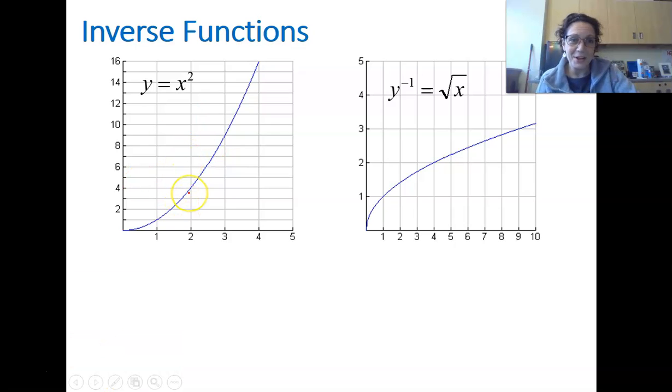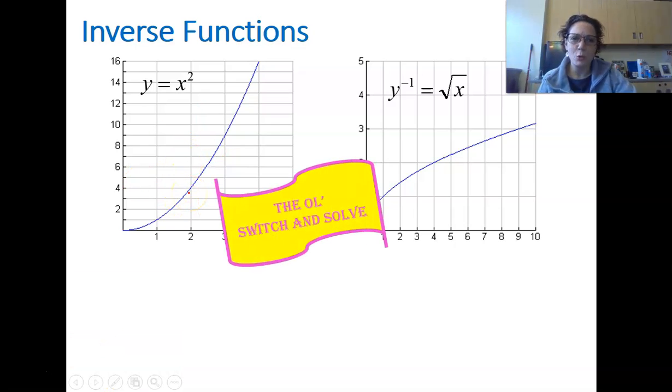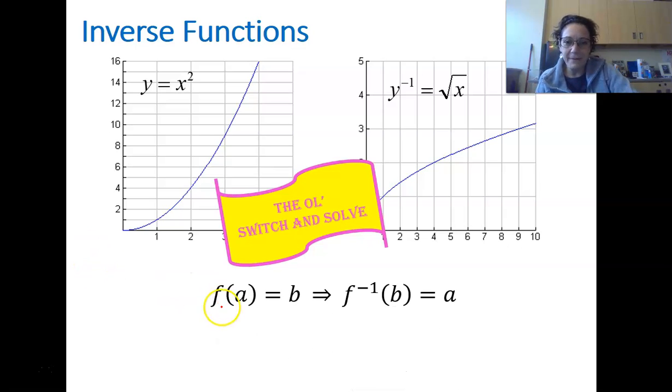Okay, so in Algebra 2, I called this the old switch and solve, because I thought it was funny, and it is. The general idea is this, that if you have a function that contains the point (a, b), anywhere up here, so f of a is b, then on your inverse function, you are going to have that exact opposite point. In other words, f of b will be a, or you will have (b, a).